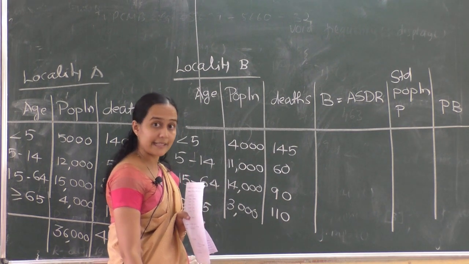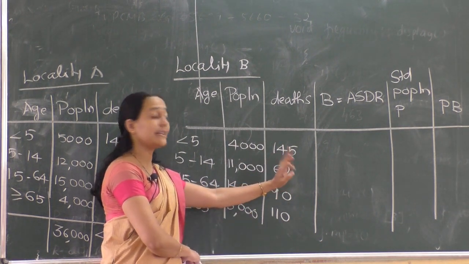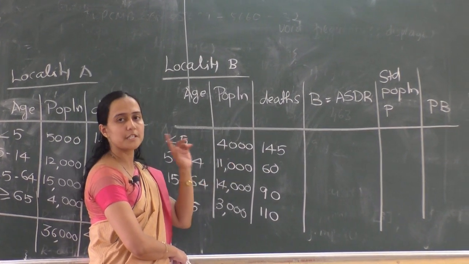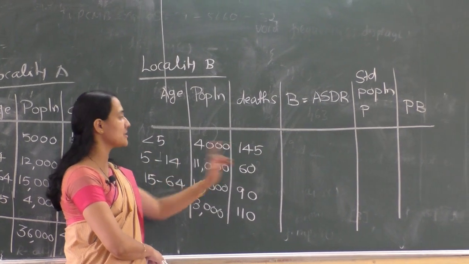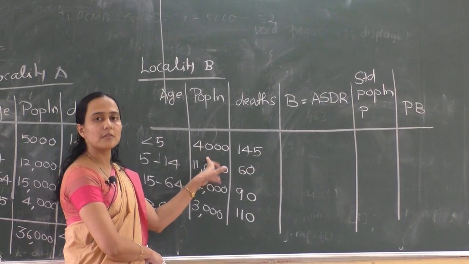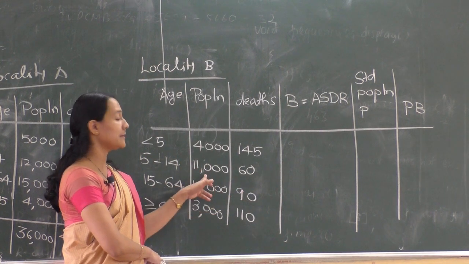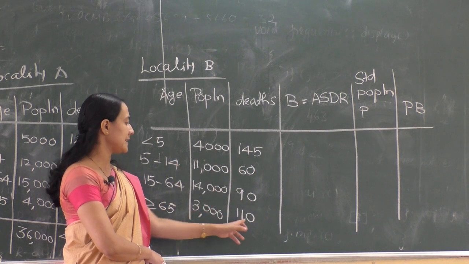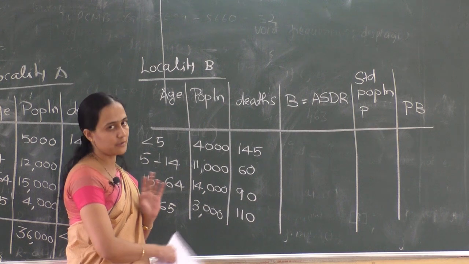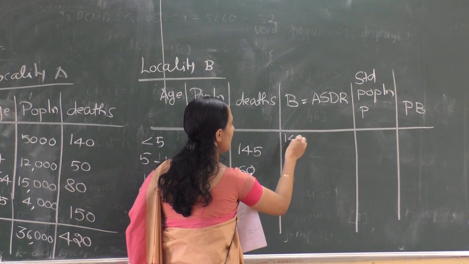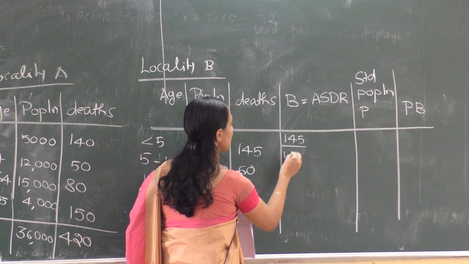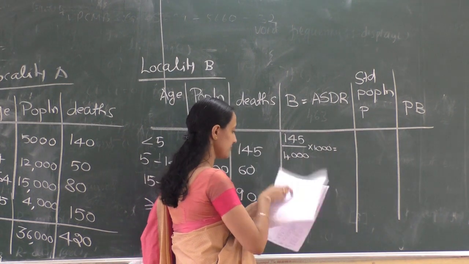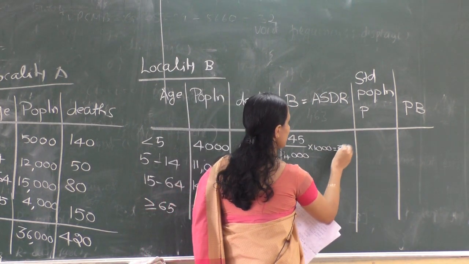Here age specific death rate we have to compute. So how to find age specific death rate: number of deaths in the specified age group divided by average population in that age group into 1000. 145 divided by 4000 into 1000, 60 divided by 11,000 into 1000, 90 divided by 14,000 into 1000, 110 divided by 3000 into 1000. Like that we have to compute. First I am writing 145 divided by 4000 into 1000. Answer is 36.25.